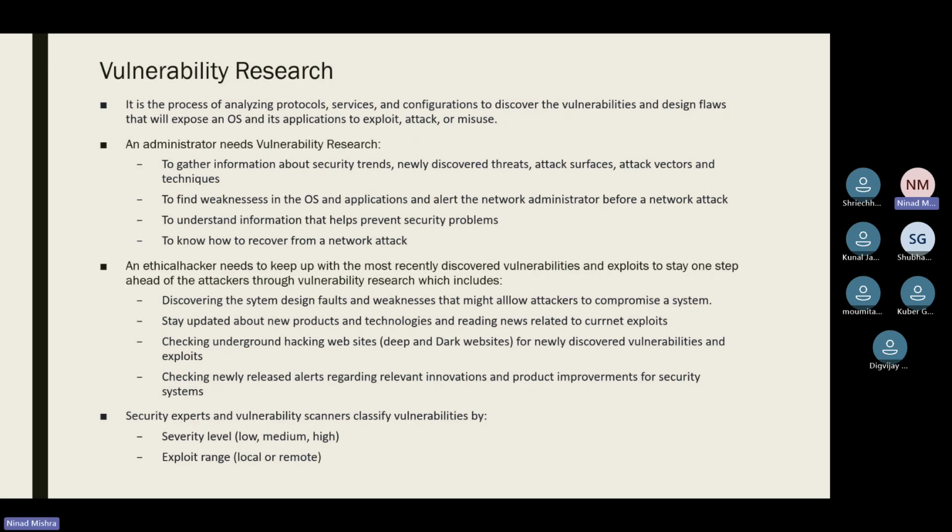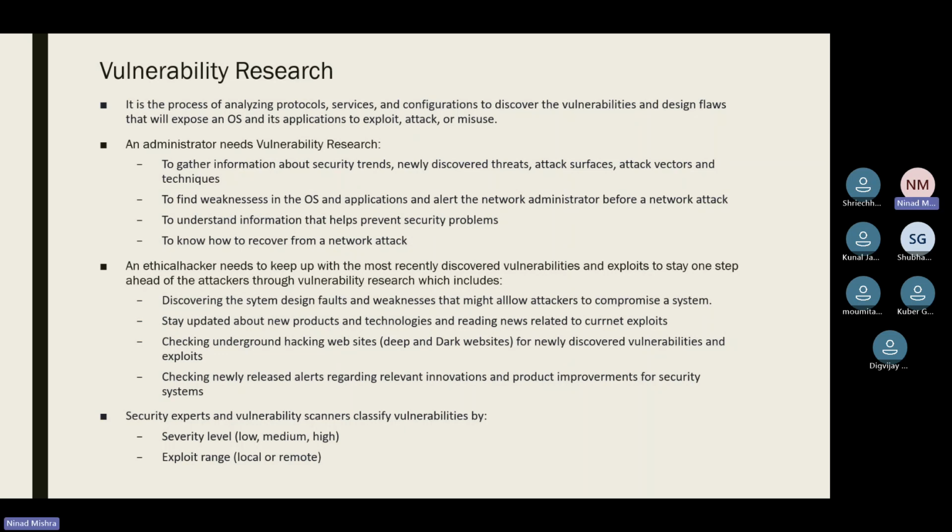Then, checking newly released alerts regarding relevant innovations and product improvement for security systems. Whenever a new patch is released for any product, you should be aware that this patch has come, and that it is for patching a particular vulnerability. Or any new alert, in the sense of any new signature present in an IPS system, SIEM system, or AV. Any new signatures getting released to catch a particular attack, or any information about improvements for the product and security. All this information should be kept up to date by an ethical hacker.